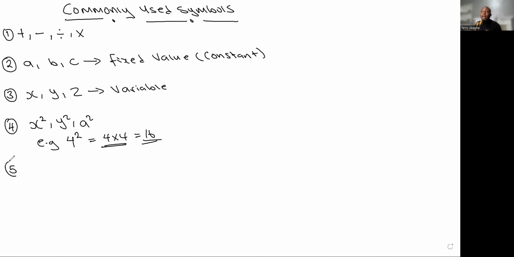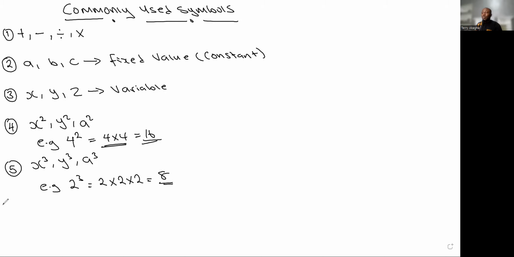Similarly, we have cube. So the cube sign, raised to power 3, so it could be anything raised to power 3. So for instance, we can have 2 raised to power 3. All right, so this is where you're multiplying that number by itself 3 times. So 2 raised to power 3 is going to be 2 times 2 times 2, and that will give us 8. Okay.